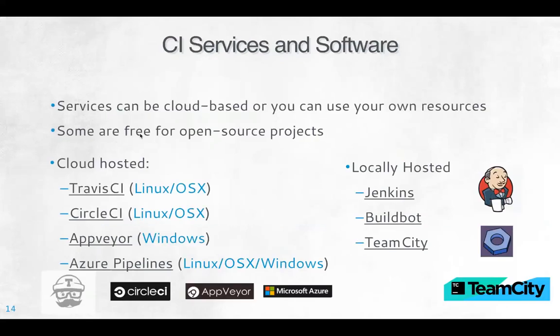Okay, so there's one more slide on CI, and that is what services are available to actually help you do your continuous integration. They can be cloud-based, or you can use your own hardware, and many or most of these are free for open source projects. Okay, so cloud-hosted, Travis is very popular on GitHub. Circle CI is a similar competitor. They both use Linux and OS X. If you are building for Windows, then you can use AppVeyor.